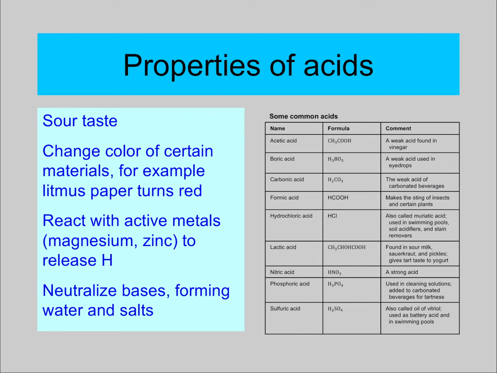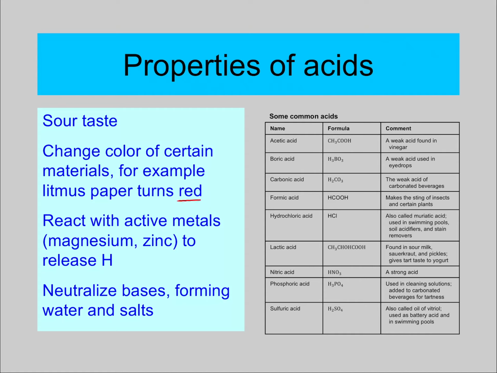So let's talk about some properties of acids. Acids tend to be sour if you tasted them. So think about lemons, think about oranges, vinegar, just sour. They change the color of certain materials like litmus paper to red. So if I had orange litmus paper or blue litmus paper, it would turn red in the presence of an acid. If I had red litmus paper, it's going to stay red. So you have to make sure you're using the right litmus paper.